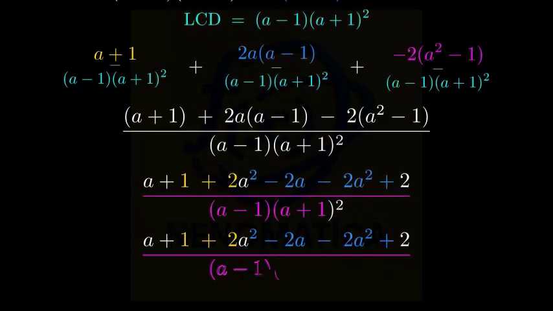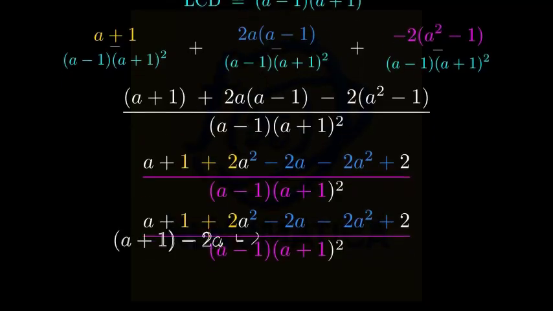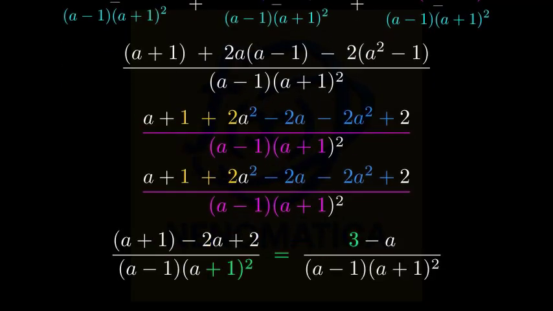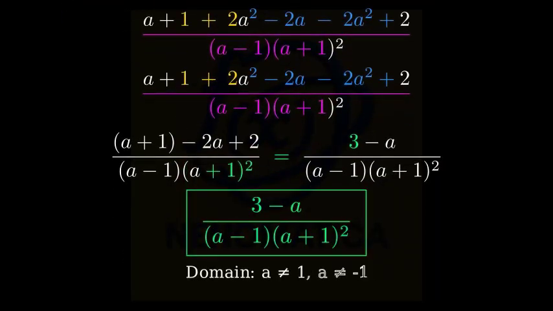Notice that positive 2a squared and negative 2a squared cancel. In the remaining terms, a plus 1 minus 2a plus 2 simplifies to 3 minus a. The simplified result is (3 minus a) over (a minus 1) times (a plus 1) squared. Remember the restrictions. a cannot equal 1 or negative 1 because they make denominators 0. Recap.